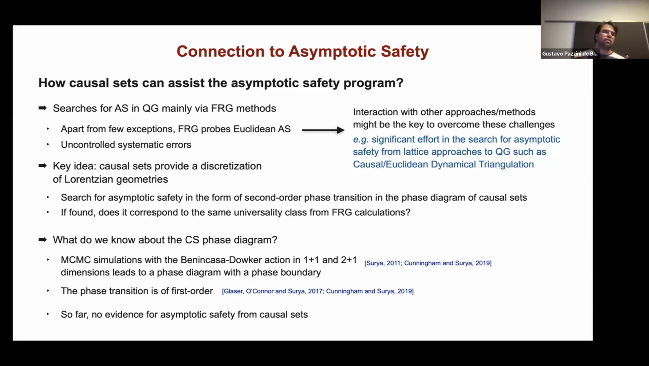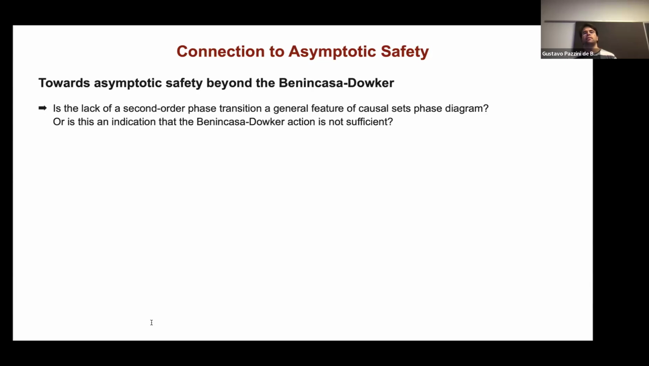Let me briefly mention the state of the art in this direction. By now there are some works where people explore Monte Carlo simulations using the Benincasa-Dowker action, both in 1+1 and 2+1 dimensions. They see evidence for a phase diagram with a kind of phase boundary. However, there is also evidence that this phase boundary corresponds to a phase transition of first order. So far there is no evidence for asymptotic safety from a causal set perspective. The question that we want to raise here is whether this is indeed a feature of the causal set phase diagram, or is this an indication that the Benincasa-Dowker action is not sufficient?